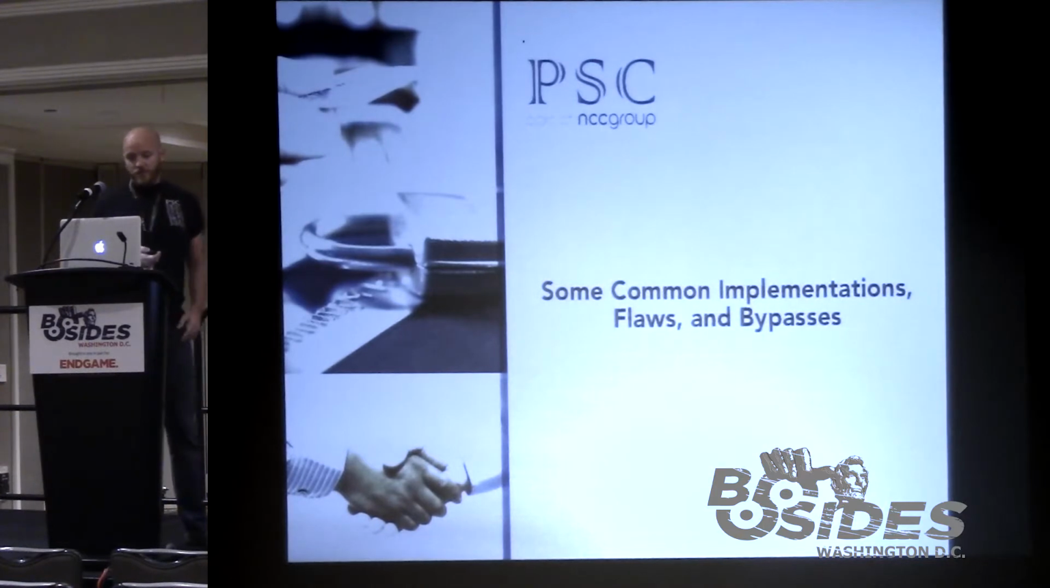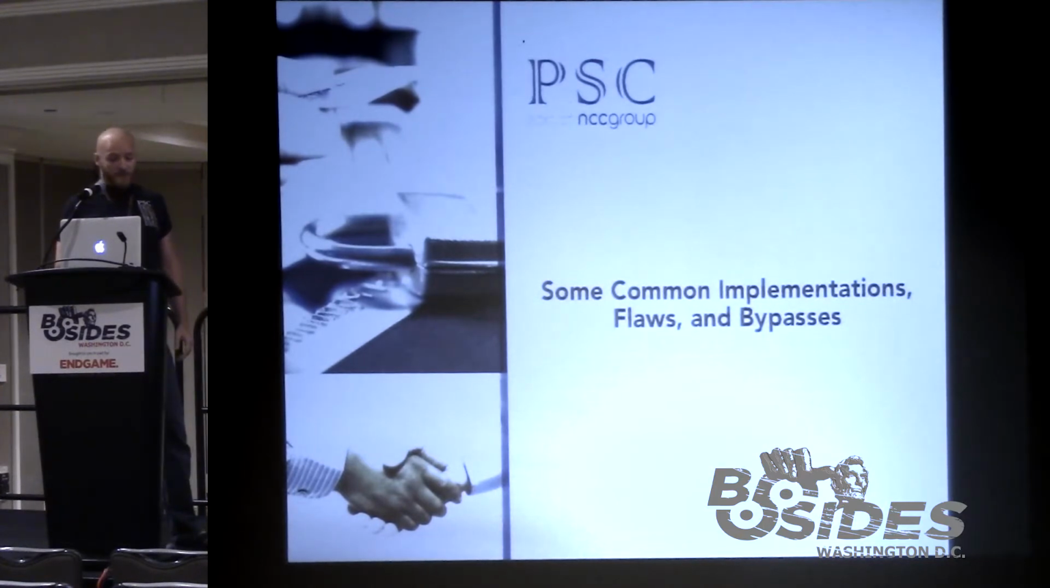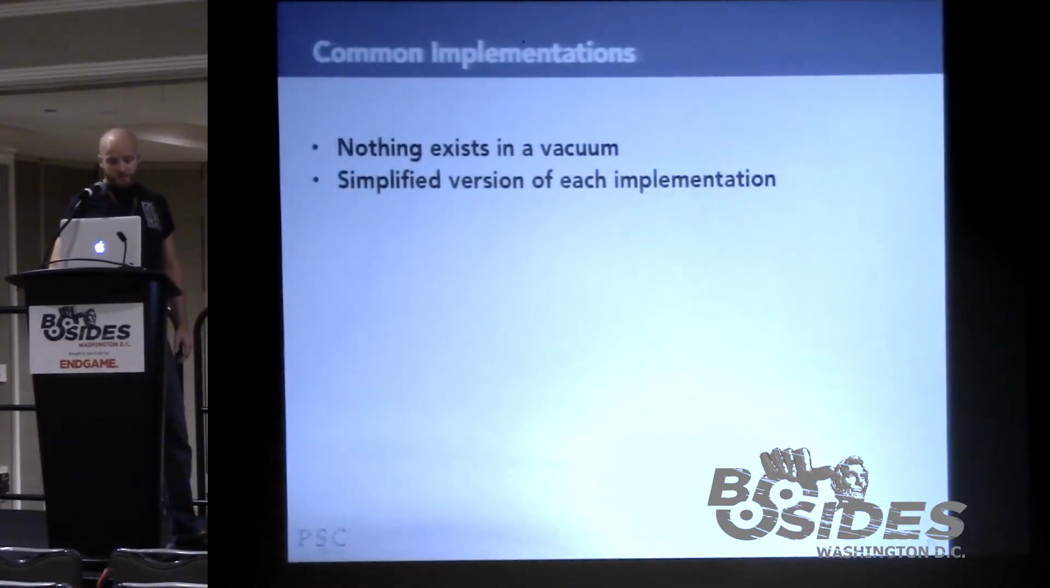All right, so jumping into some of the common implementations, flaws, and bypasses. Just a quick note before I start on the first one. I'm going to be focusing on a very simplified version of these technologies. I understand that I have a limited amount of time, and I don't want to dive too deep into any one. So I watered these down for the purposes of talking about compromise and sort of lateral and vertical escalation exploit-wise.